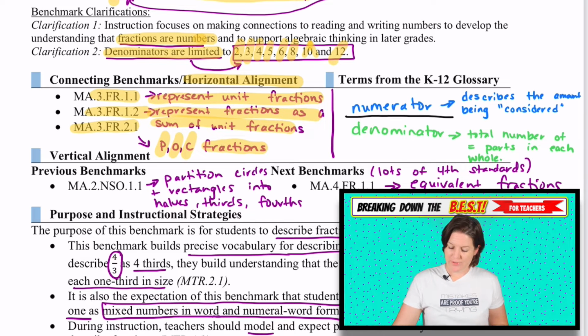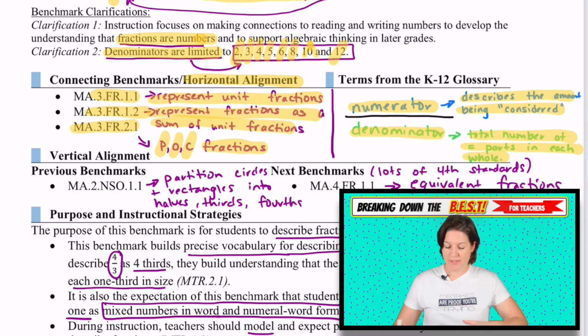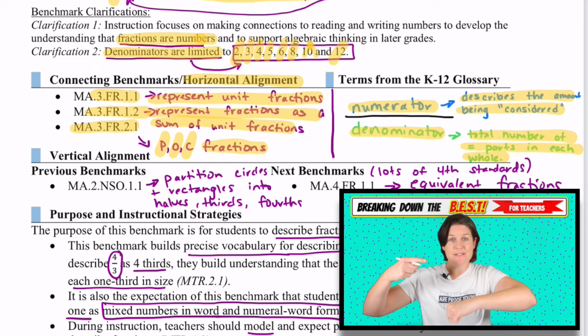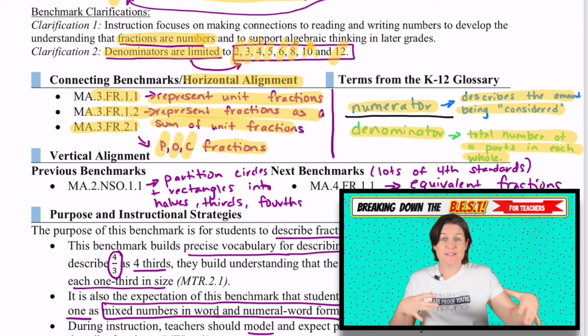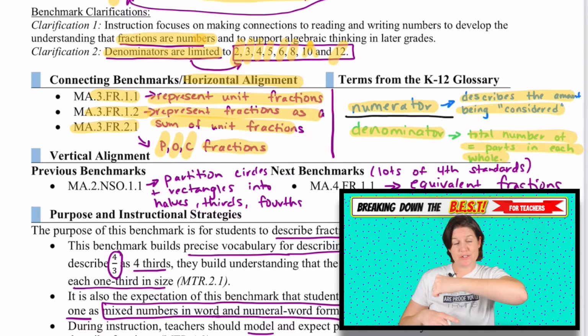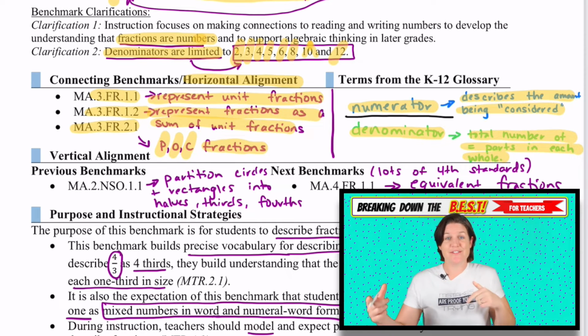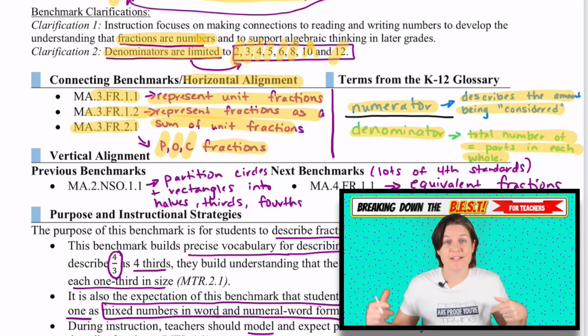There weren't any terms involved here, but I went ahead and I said, okay, you need to understand what the numerator is, and your students need to understand that it describes the amount that is being considered, and the denominator is the total number of equal parts in each whole. Now I have a rap that goes like this. You see that number on top? That's called the numerator. It describes the amount that is being considered, and when you jump down from the fraction bar, denominator, it's the total number of equal parts in each whole.